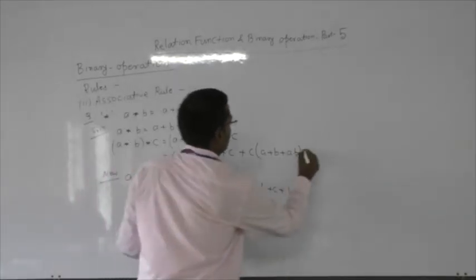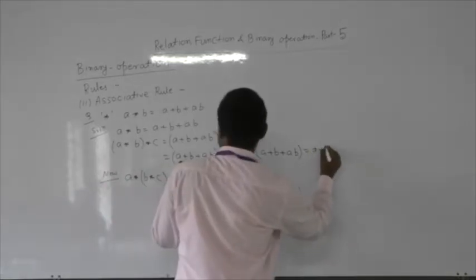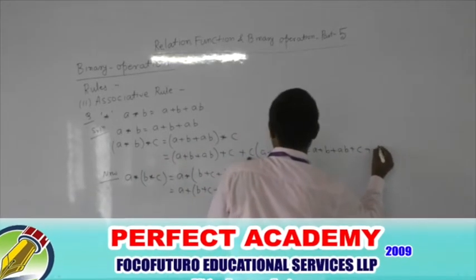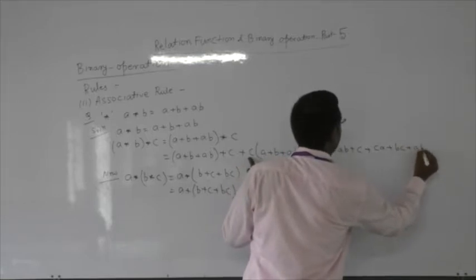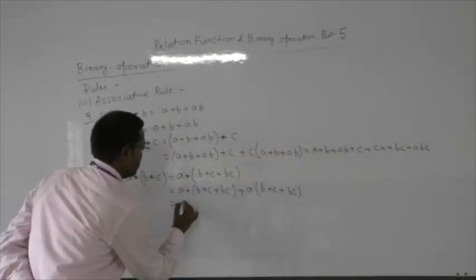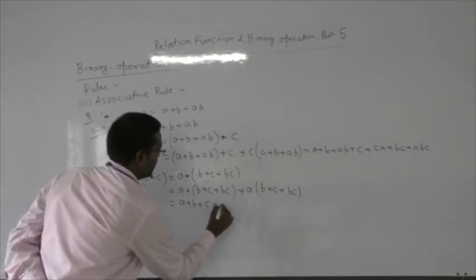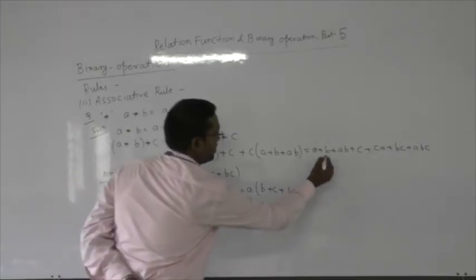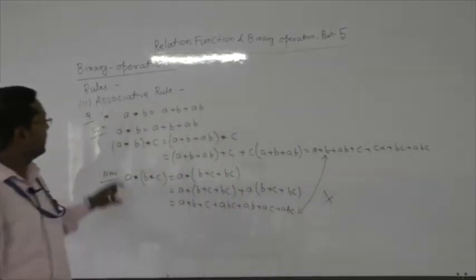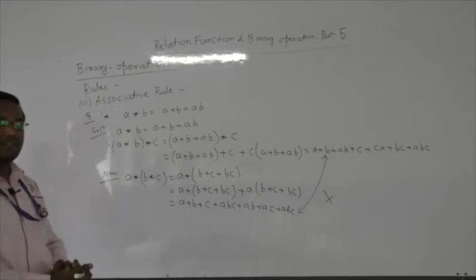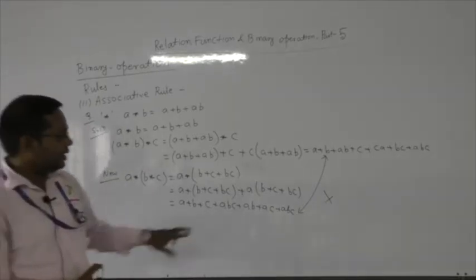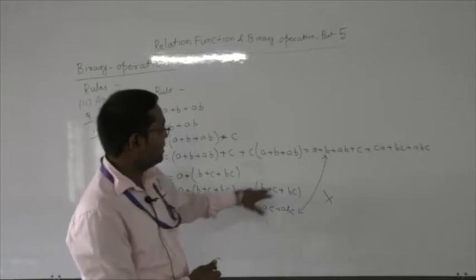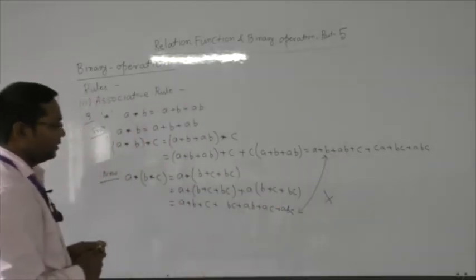Let's compare. If you expand this, you will get a plus b plus c, plus ab plus ca plus bc plus abc, right? And if you expand the other, you will get a plus b plus c plus bc plus ab plus ac plus abc. Fine, that is how we can check. Here we have a plus b plus c, here we have bc, here we have ab.